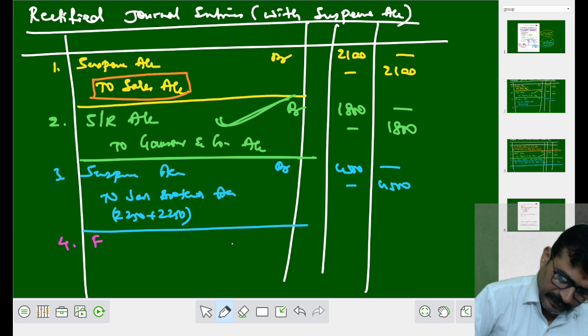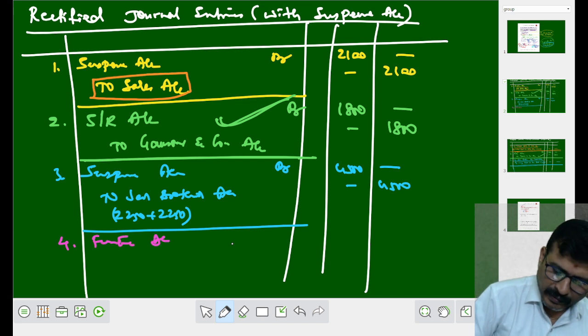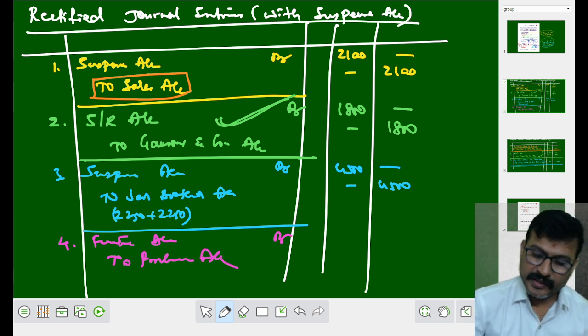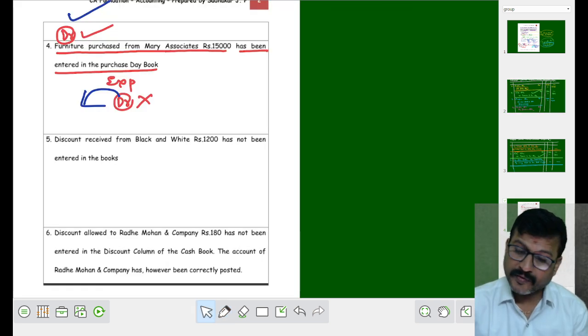That is, furniture account debit to purchases account, an amount of rupees how much? 15,000.